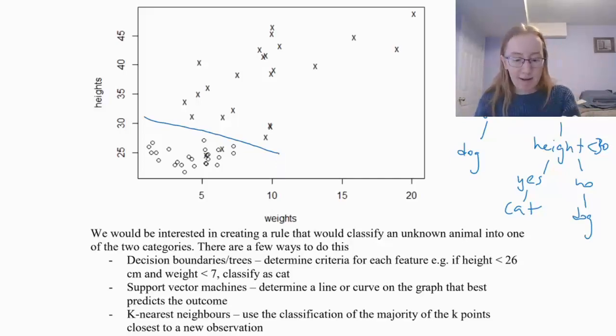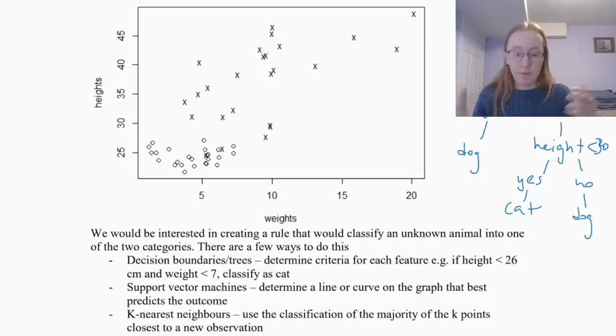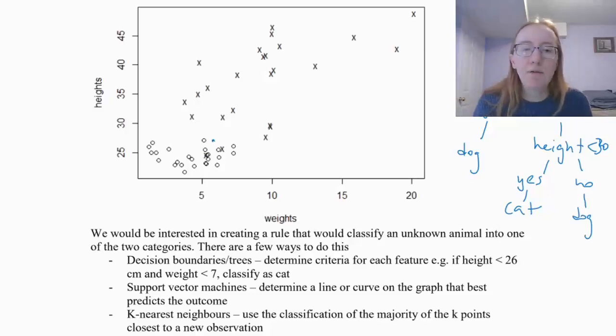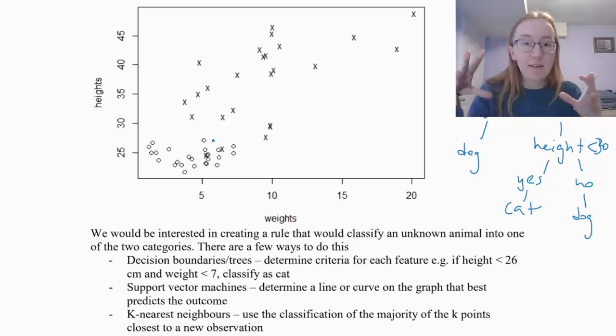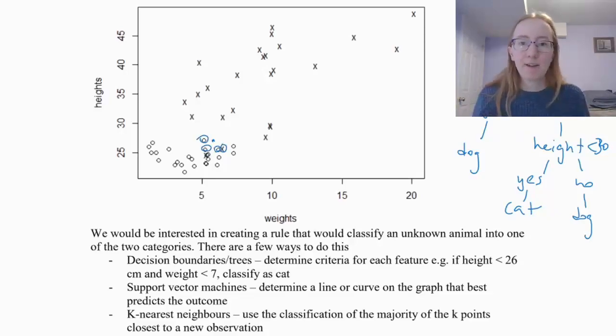Yet another method is called the k-nearest neighbors method. Basically, if you have a new animal, so let's say there's a new one right here, you look at the nearest neighbors to it. So in two dimensions, let's say the four nearest neighbors are this cat, and this dog. Out of the four nearest neighbors, three of them are cats, one of them is a dog, the majority is cats, so we would say that's a cat.